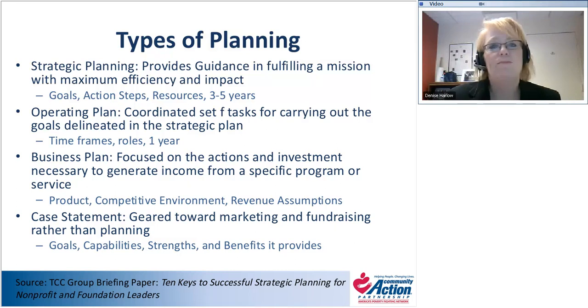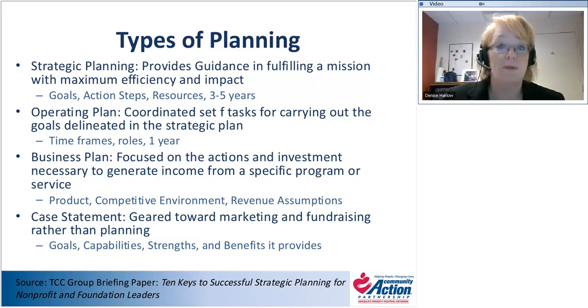Strategic planning provides guidance in fulfilling a mission, maximizing goals, efficiency and impact. Big picture stuff, right? Goals, action steps, what kind of resources. It's big picture, 3 to 5 years: vision 5 years, strategic plan 3 years. An operating plan, or an operations plan, is a coordinated set of tasks for carrying out these goals that are delineated in the strategic plan.